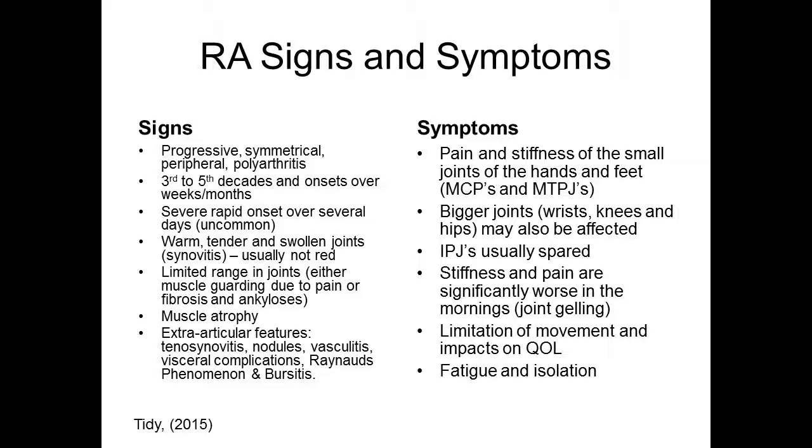Back to that idea. Particularly if there's a lot of muscle guarding and/or joint deformity, then the surrounding muscle structures won't be working appropriately or as effectively, and so you do get wasting of the surrounding muscles. And extra-articular features, things like tenosynovitis, nodules, vasculitis, visceral complications, Raynaud's phenomenon and bursitis, and we'll look at some of those in a little bit more detail.